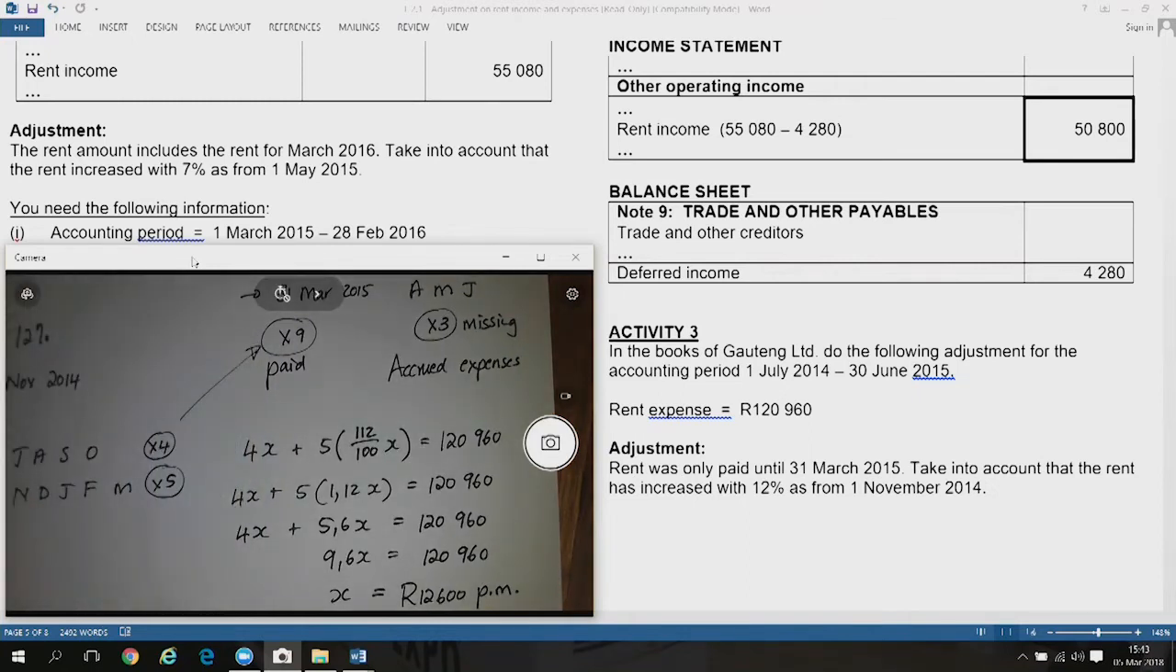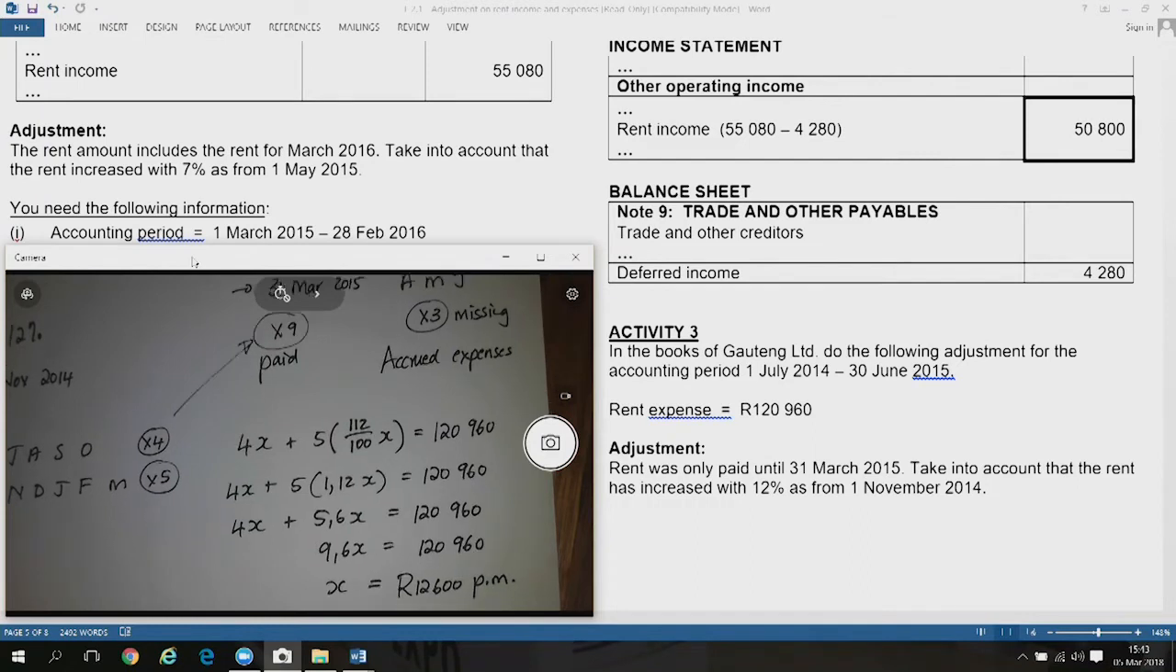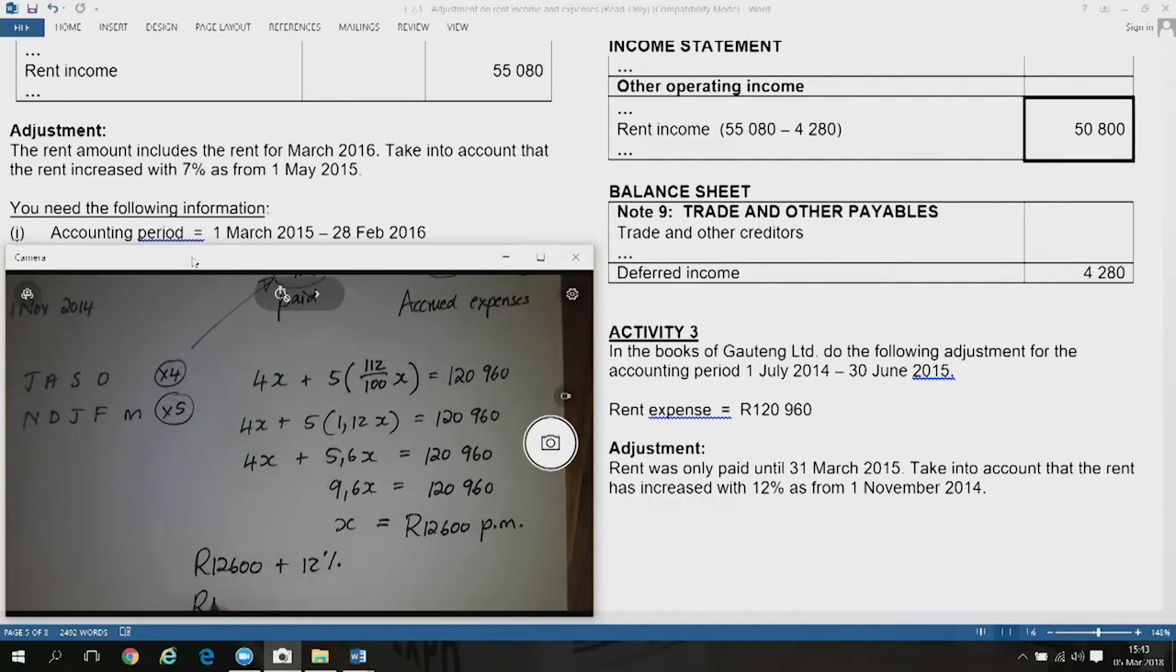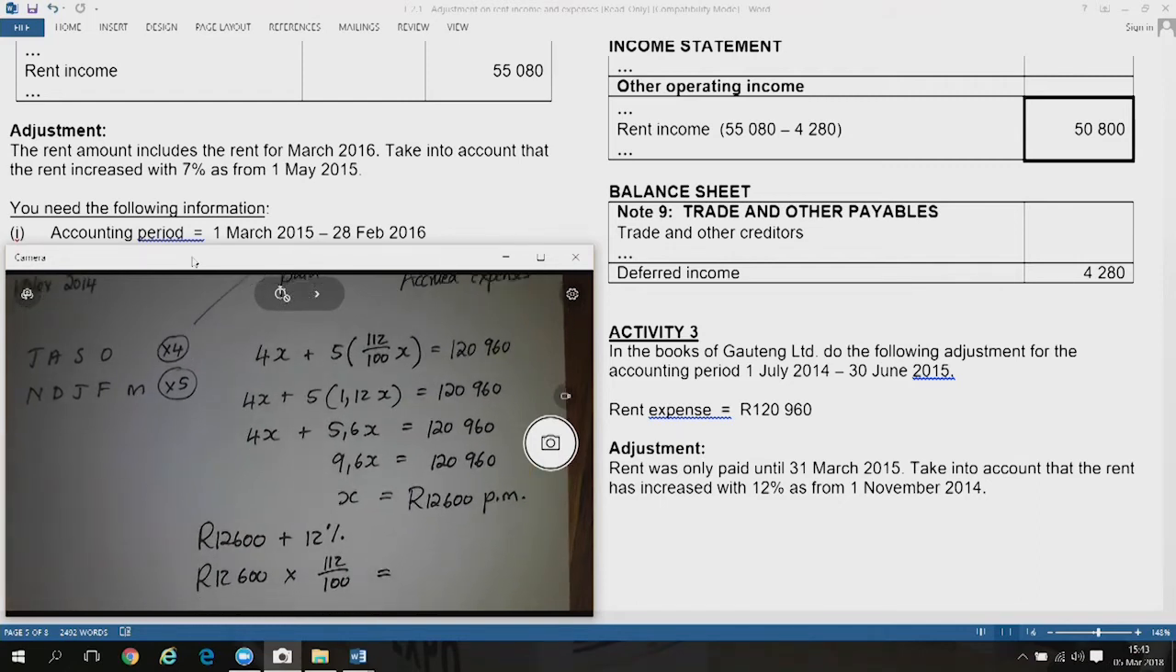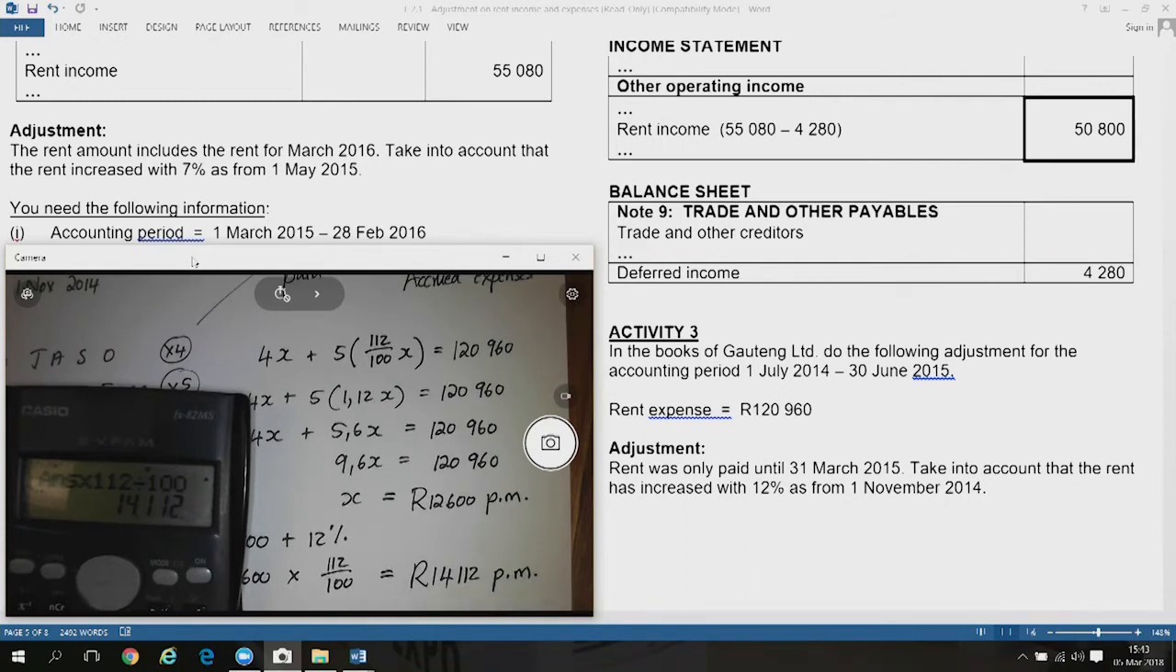But x was before the increase. And we are looking for 3 months missing after the increase. So we must say 12,600 plus 12%. Or you can say 12,600 times, what did I do with the previous one? Oh, 112 over 100. That gives you a plus 12% because you times it by 112%. Times 112 divided by 100. That gives you 14112 per month after the increase. Times 3.